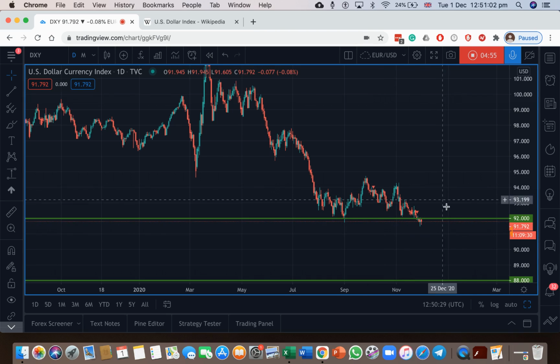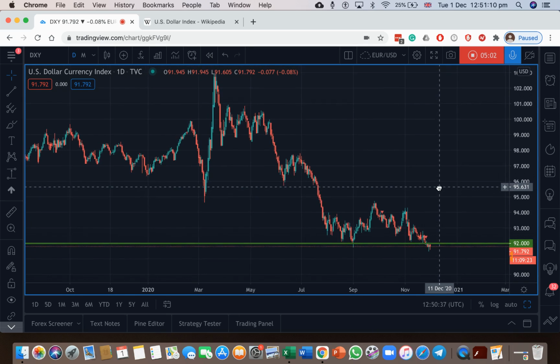So that's just giving you an understanding of the Euro USD exchange rate. Really important to understand and this could work out to be a really good trade for us in the market. So hope that makes sense. Let's see how this plays out.